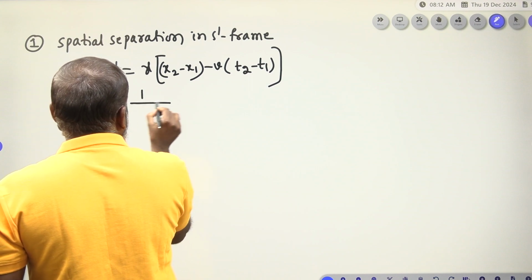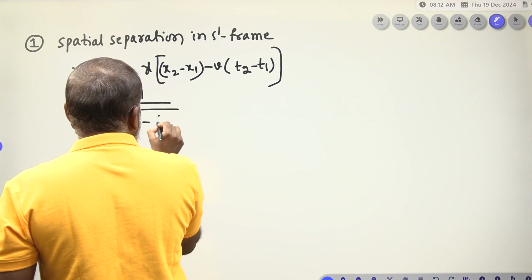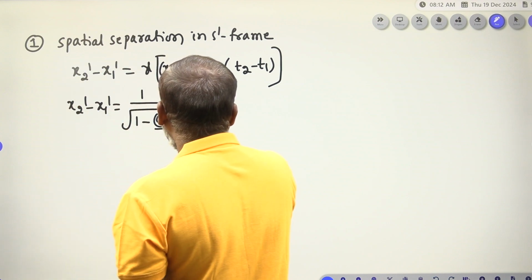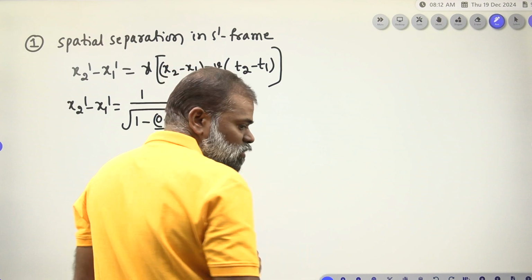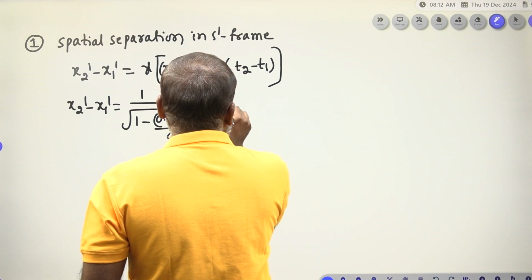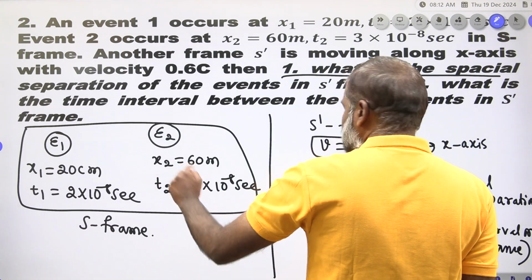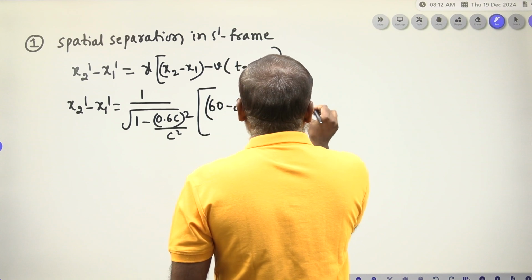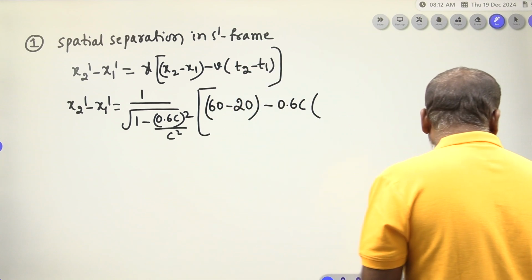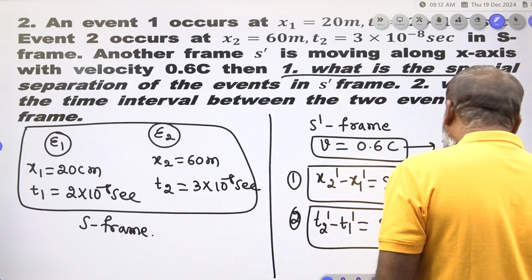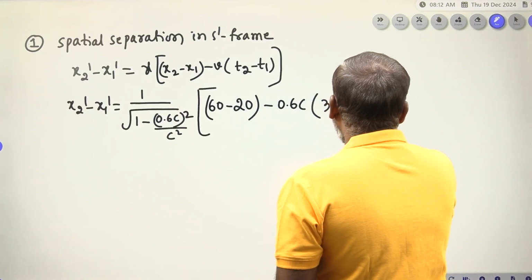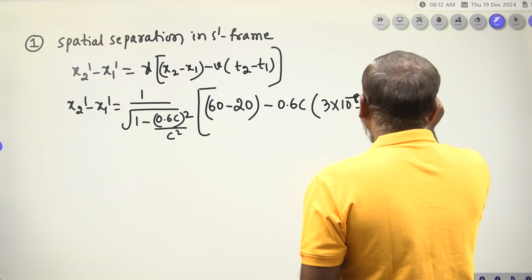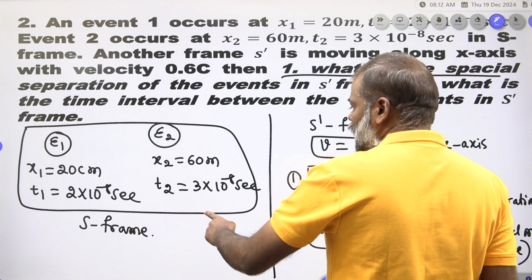So, gamma means 1 by square root of 1 minus V square by c square, where V is equal to 0.6 c, into x2 minus x1. x2 is equal to 60 minus, so which one they are giving? 60 minus 20, minus V is equal to 0.6 c. T2 minus T1 is equal to 3 into 10 to the power of minus 8 minus 2 into 10 to the power of minus 8. This is the T2 minus T1 value.